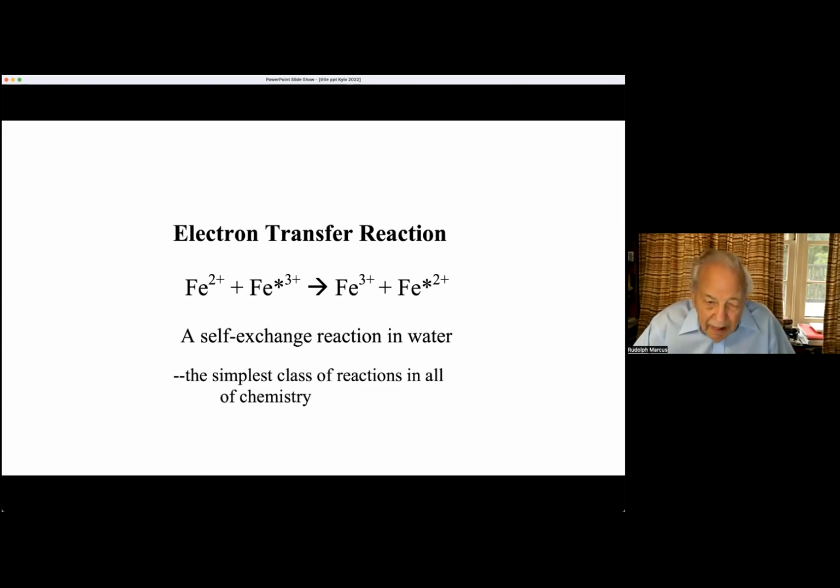Now it's the simplest reaction in all of chemistry because all that it involves is the transfer of an electron from one ion, the ferrous ion, to the other ion, a ferric ion. Most chemical reactions involve breaking of one or more chemical bonds and forming one or more chemical bonds. This is simpler than that. This is just a transfer of an electron. So this is where it began.